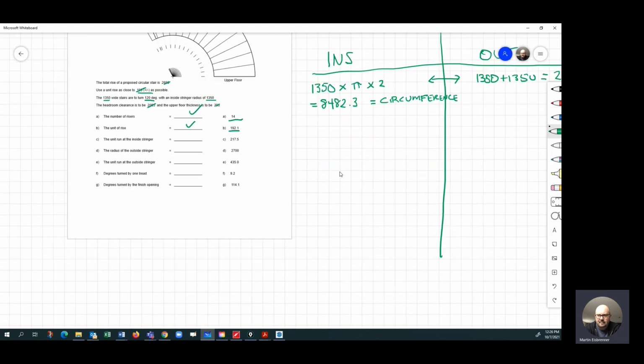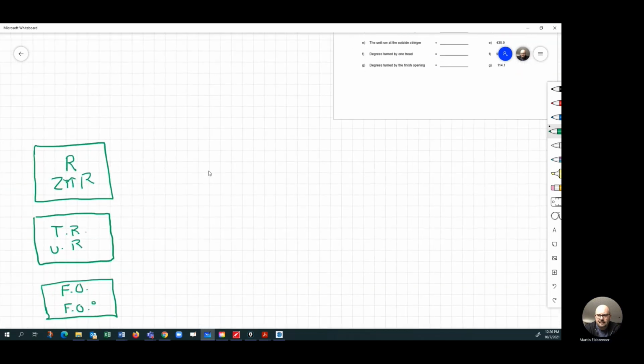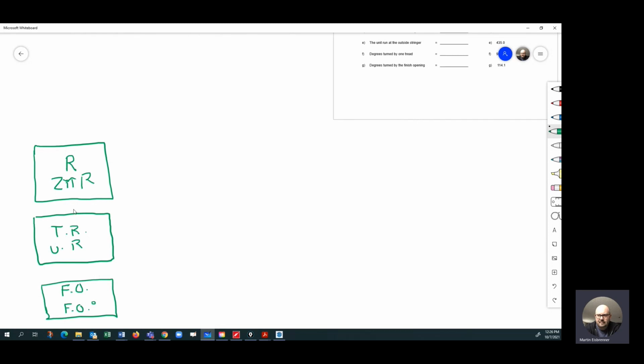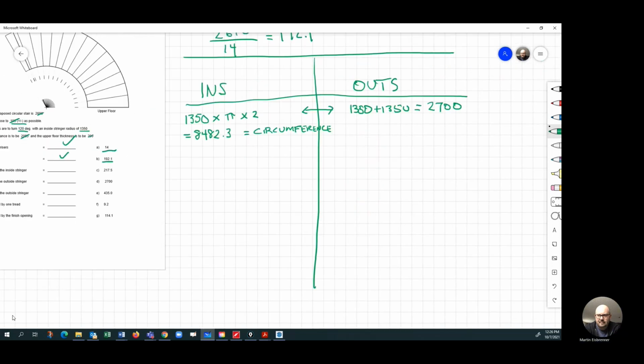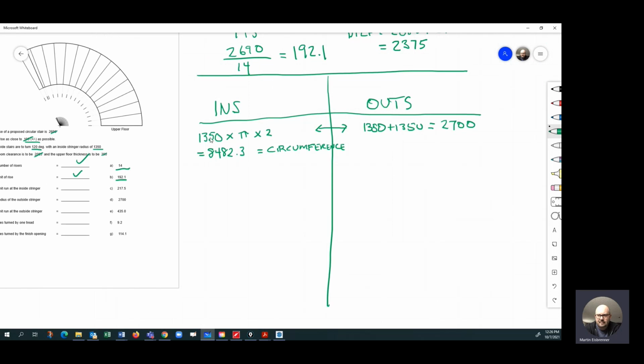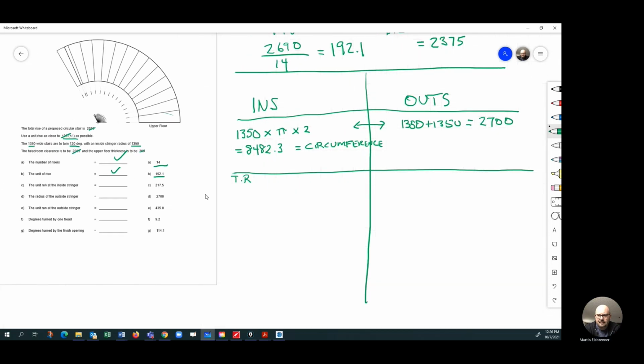What was our little memory deal down here? Radius, circumference, total run, unit run. So there's radius, there's circumference, total run, I should say, sorry, total run. What are we going to do here? Is that not the common difference? Well, 120 over 360? Yeah, that's the one. But it's like a proportion thing, not so much a common difference.